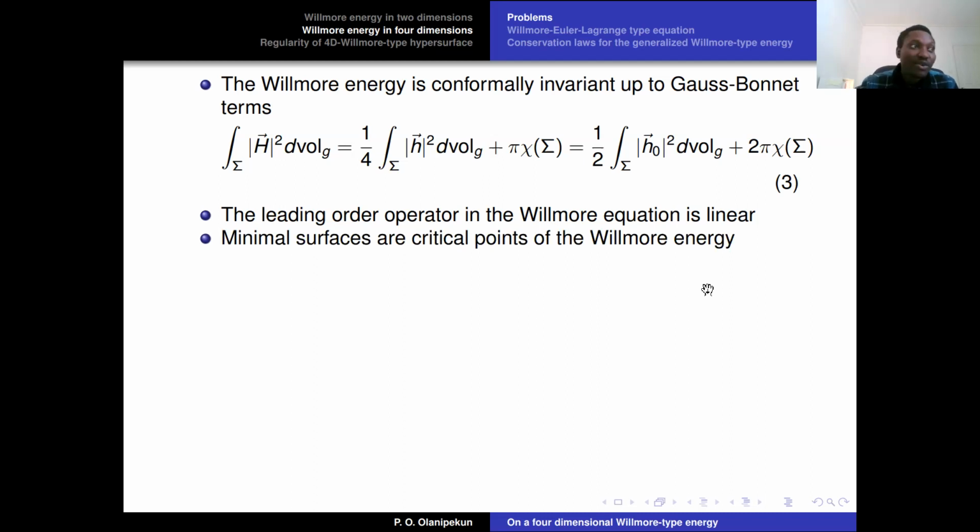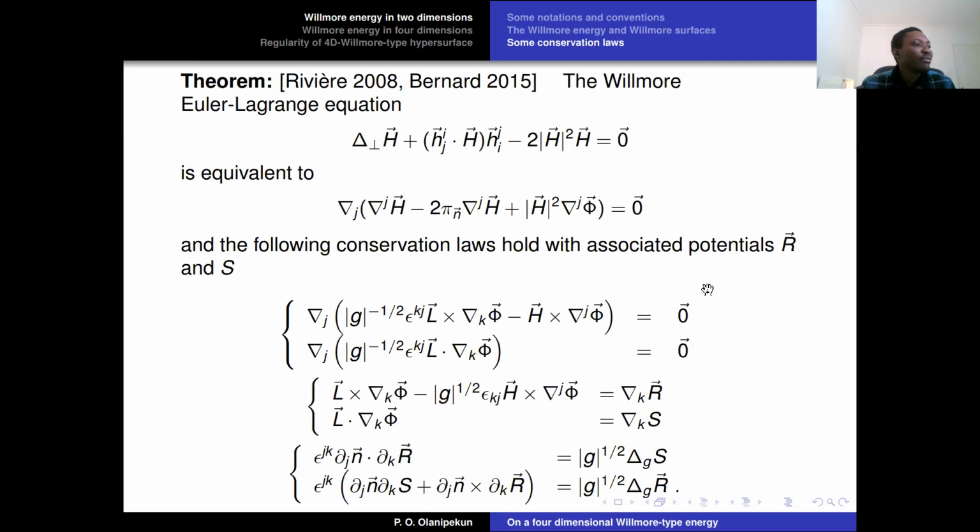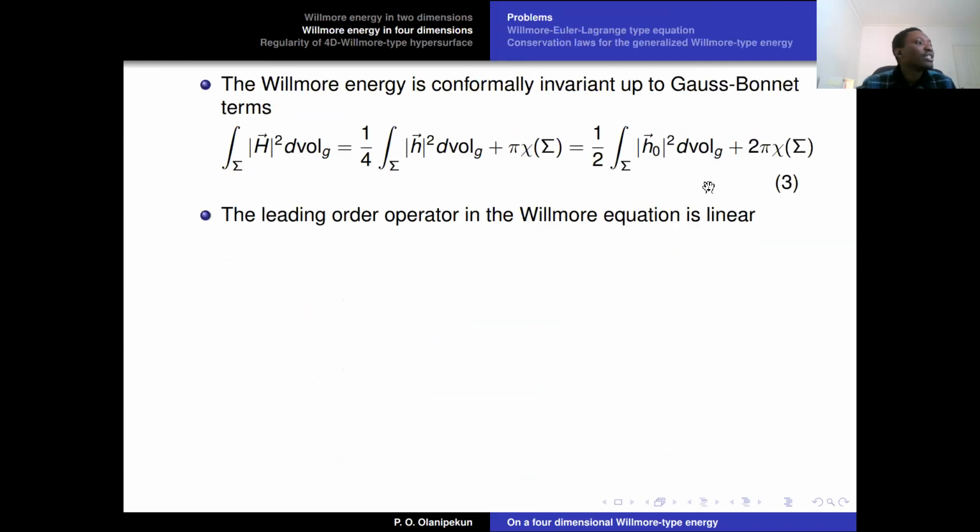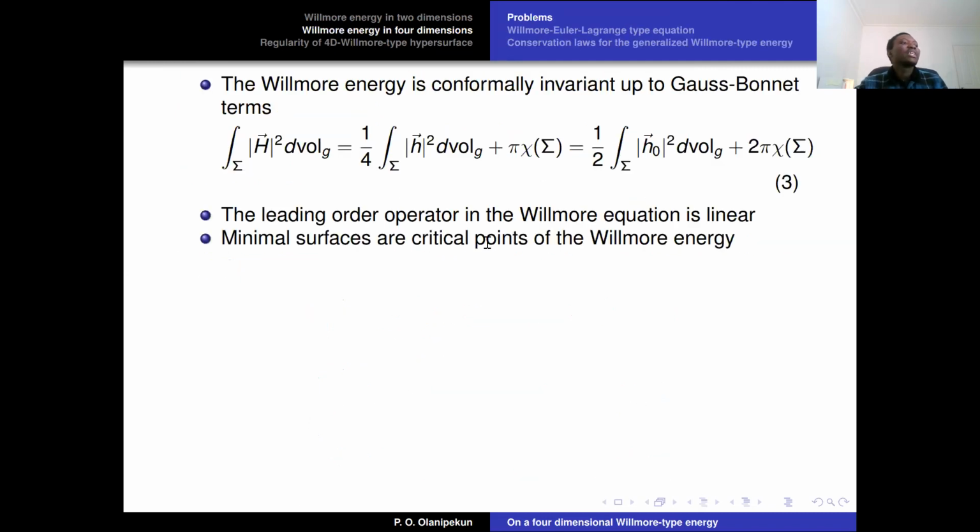Not only that, we know that minimal surfaces are critical points of the Willmore energy. When you look at the equation and put in H equals 0, you discover that the equation is satisfied. So the minimal surfaces are critical points of the Willmore energy. That's another fact that we have. And then lastly, we know that the Willmore energy is non-negative.